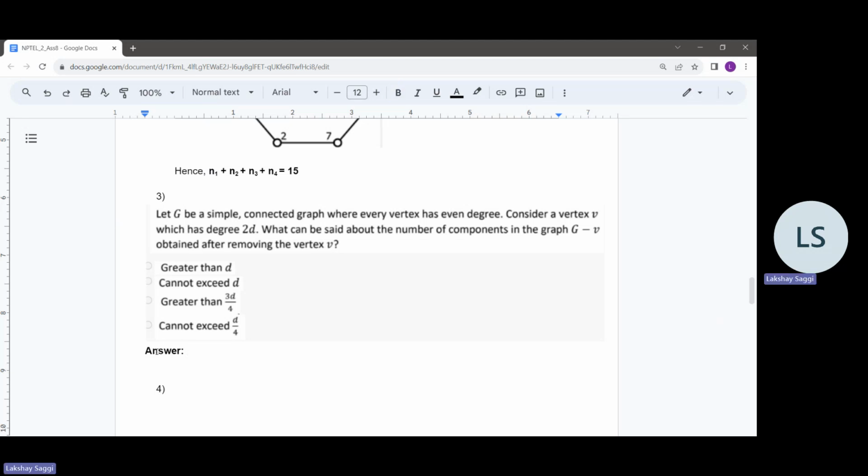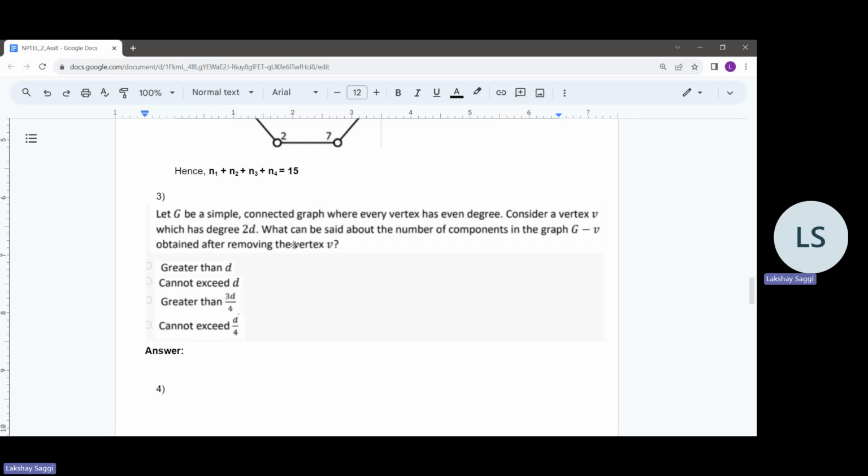So question 3 is saying that let G be a simple connected graph where every vertex has even degree. And now consider a vertex V. So G is a graph in which every vertex has even degree. And now if we consider any vertex V which has a degree of 2D, this 2D is just to make sure that it's an even degree vertex. So now what can be said about the number of components in the graph G minus V obtained after removing the vertex V? So let's say G was initially a graph given to us, and it had a vertex V which had a degree of 2D.